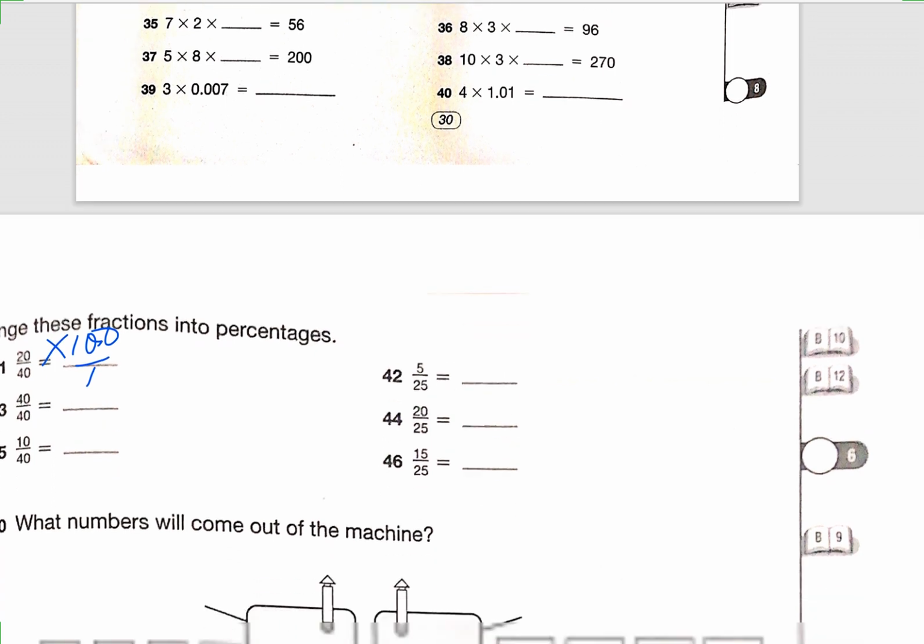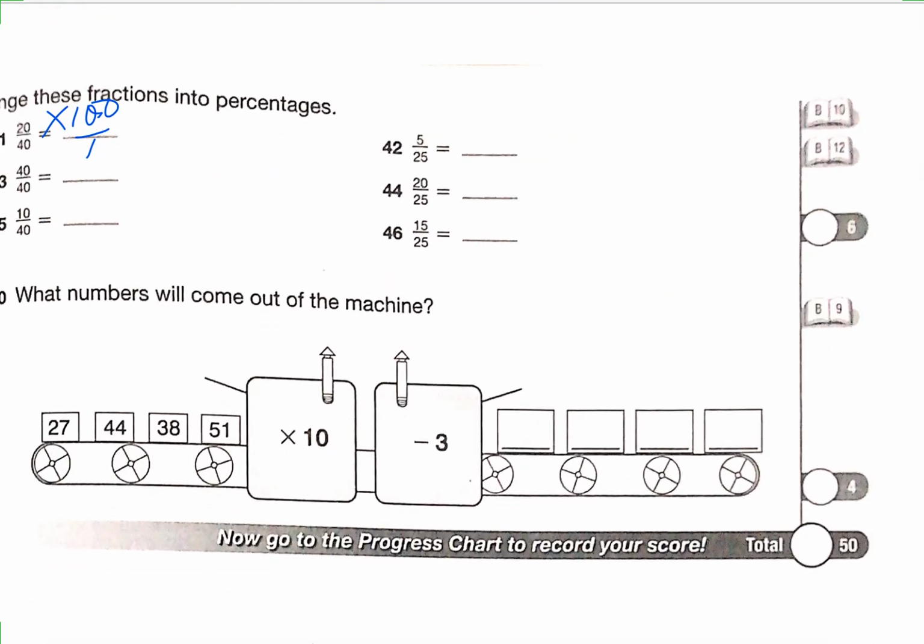Now, number 47 to 50. I believe you have done this previously, so we all know what to do. Like I'll do the first one. 27 times 10, 270. 270 minus 3 will give you 267. So you take each number, carry out these two operations, and drop the answer there. I believe with this, we understand what we need to do.